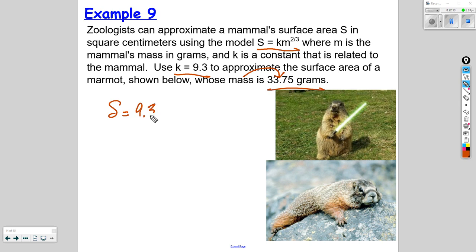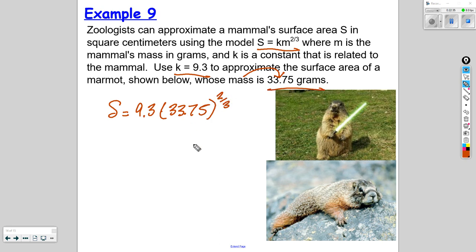So we have 9.3 times 33.75 raised to the 2/3 power. And we can just type it in. We could type it in exactly as shown. A lot of times I like to use parentheses instead. So this is how I would type it in.